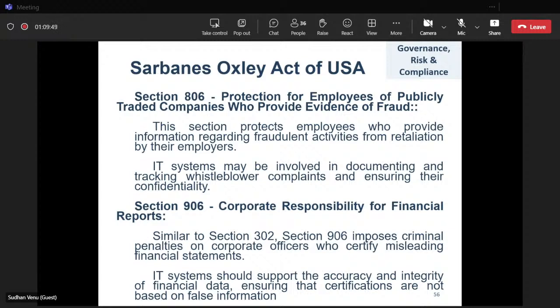And Section 906 defines the corporate responsibilities for financial reporting. It is similar to Section 302, and it imposes criminal penalties on corporate officers who knowingly mislead in the financial statements. They have to ensure the accuracy and integrity of the financial data, and that the certification is not based on false information. So these are the sections of the Sarbanes-Oxley Act of the USA that we have covered.